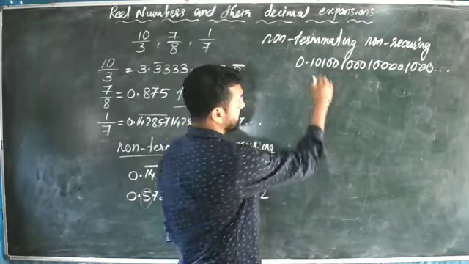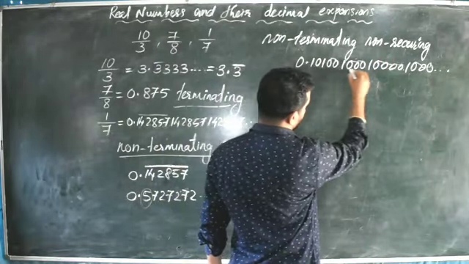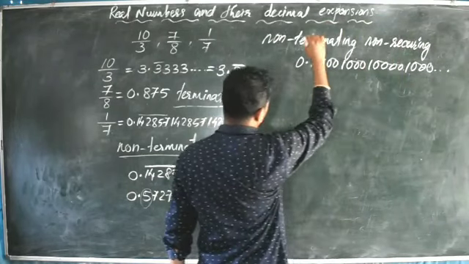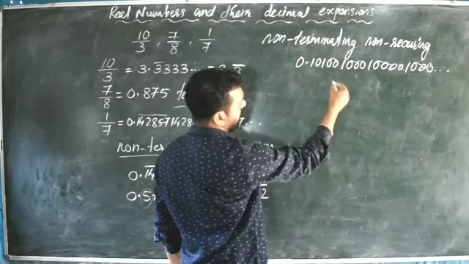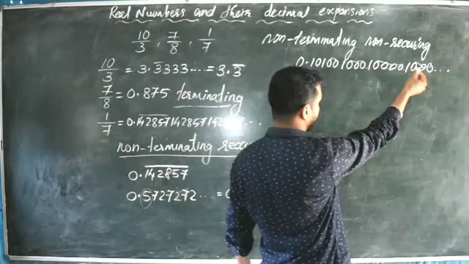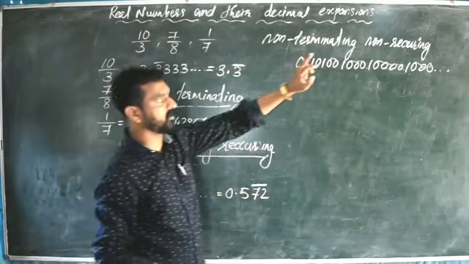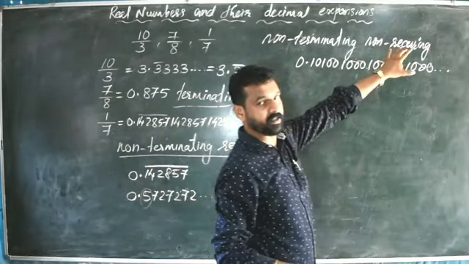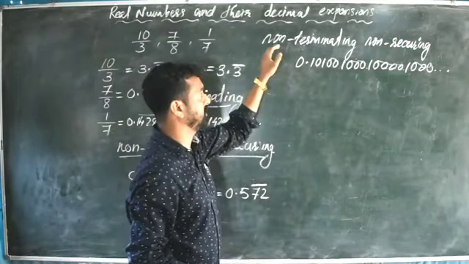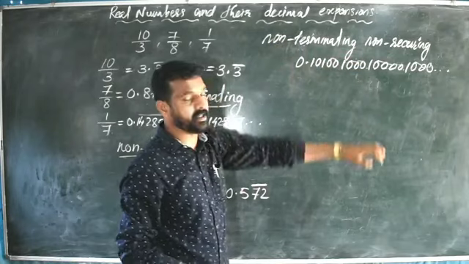Here, the division process did not finish, so it is called non-terminating. Then the digits are not repeating, and a bar we cannot write. That is why it is called non-recurring, not repeating. The digits are not repeating. So that is called non-terminating, non-recurring.